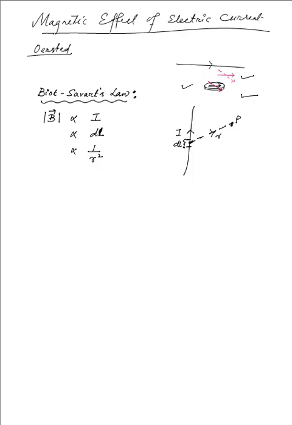And then this dl has a certain direction, and this direction is along the direction of the flow of current, and that is why dl will be directed tangentially at that point along the direction of I, that is in the upward direction as shown in the figure. So dl has that direction, r has that direction as shown.